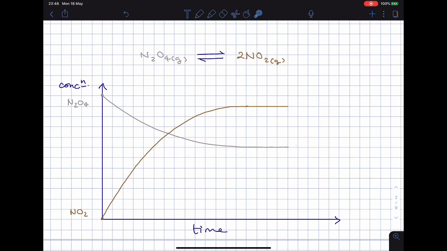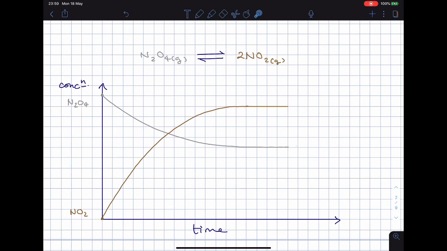You may want to think about why this increase here is bigger than this decrease here. So you can pause the video and think about why that is. Hopefully you spotted the stoichiometry, and this would explain the difference in an increase compared to the decrease of these two graphs. So on this graph, where is equilibrium? Is it going to be here? Is it here where they meet?